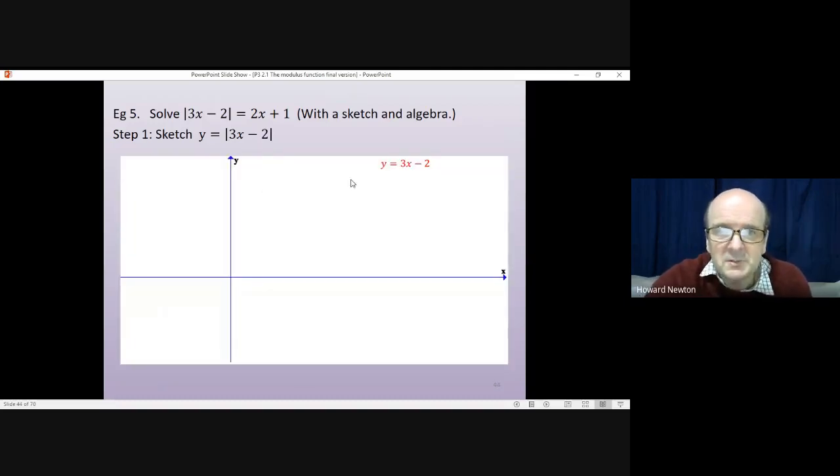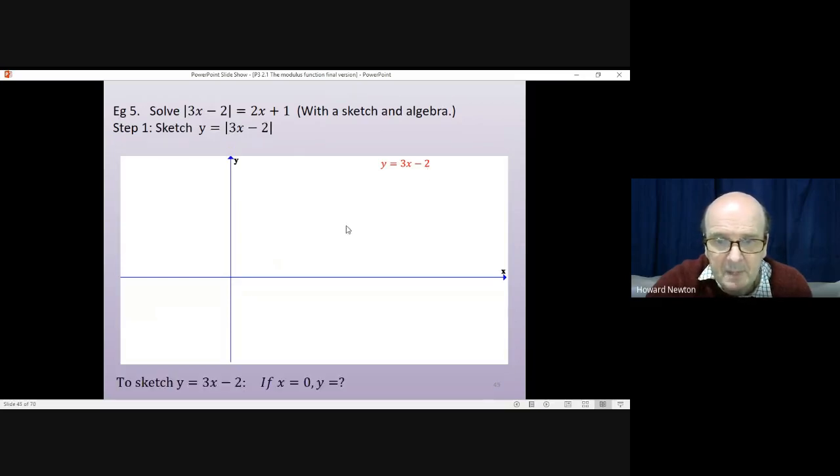Now to do that, we need to do a sketch first of all of just y equals 3x minus 2 with no modulus. And the method is this. We want to find 2 points. Once we found 2 points, it's a straight line. We can join them together. We can draw the line. The first thing we ask ourselves is, well, if x equals 0, what does y equal? If x equals 0, y will equal minus 2. We're just putting 0 into here. Y will equal 0 take away 2, which is minus 2.